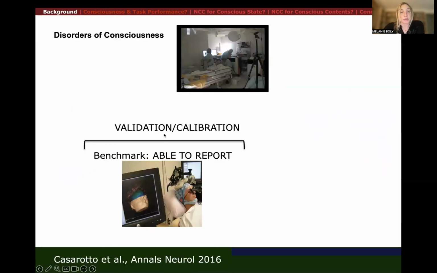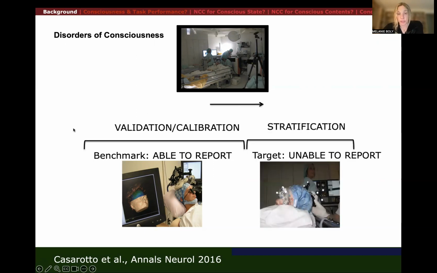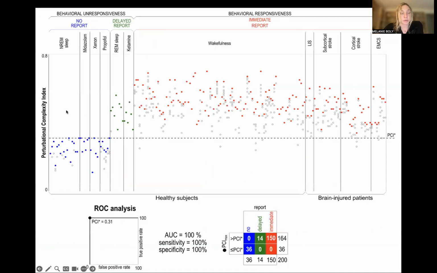And so that's really an important point: you want to validate these measures and calibrate them in a population of subjects that are able to report if they were conscious or not during sleep or anesthesia, and then actually use it to infer consciousness in patients that are unable to communicate. So you really need a separate validation for these measures. And that's what has been done by Marcello Massimini, Silvia Casarotto, and colleagues.